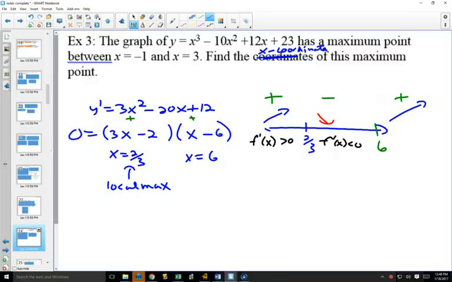But the question just said find the x coordinates of this maximum point. Because it's between -1 and 3 and there's only one value, you wouldn't have needed to put that sign diagram to show it. But you're going to find that as we get to the next stages in this unit, which is graphing everything and using our skills in calculus to graph things, we're always going to draw that sign diagram to show where something's increasing, then decreasing.